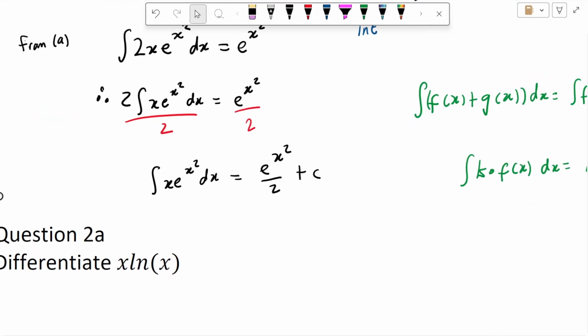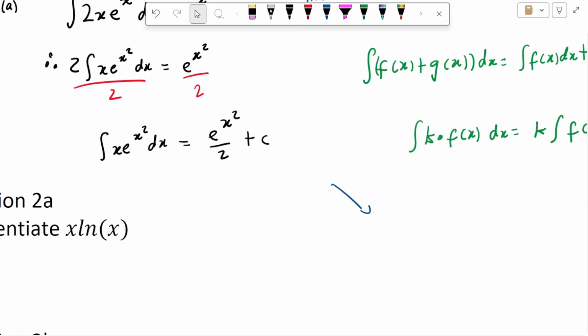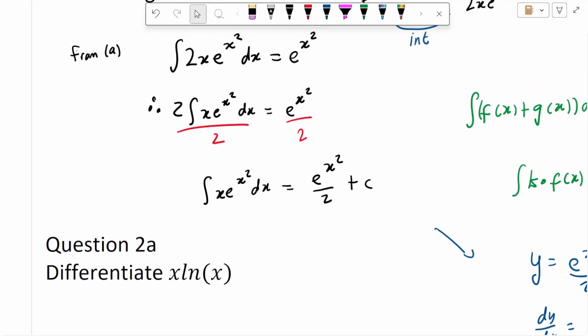Now, if we want, we can actually just check that this is correct. So let's do that over here. If we let a function like, I don't know, y equal e to the x squared over 2, the dy dx should equal, now we know what the derivative of the stuff on top is because we've just done it in part A. So you get that, and it's over 2 on the bottom. So you just get x e to the x squared. So we have actually found the answer here.